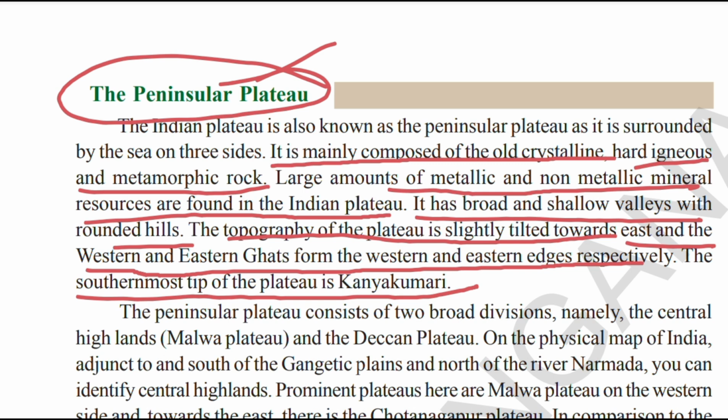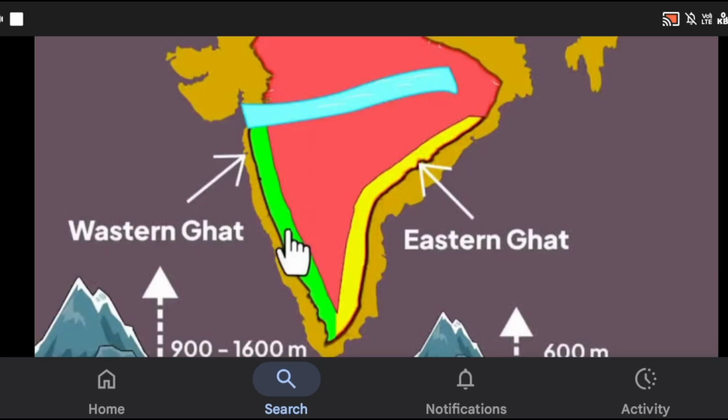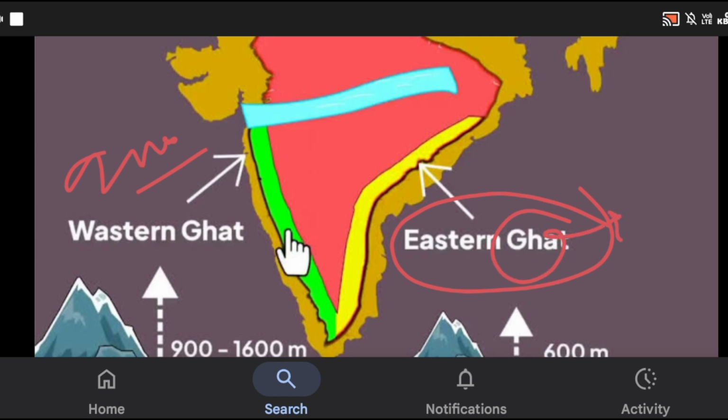That is its composition, whatever things it consists of, and the very important part of this is the western and eastern ghats, and what is the meeting point. As you saw here, the western ghats are at some height which is more than the eastern ghats. You can figure out from here, these are from 900 to 1600 meters. And what is actually a ghat? A ghat is nothing but a continuous range of mountain.